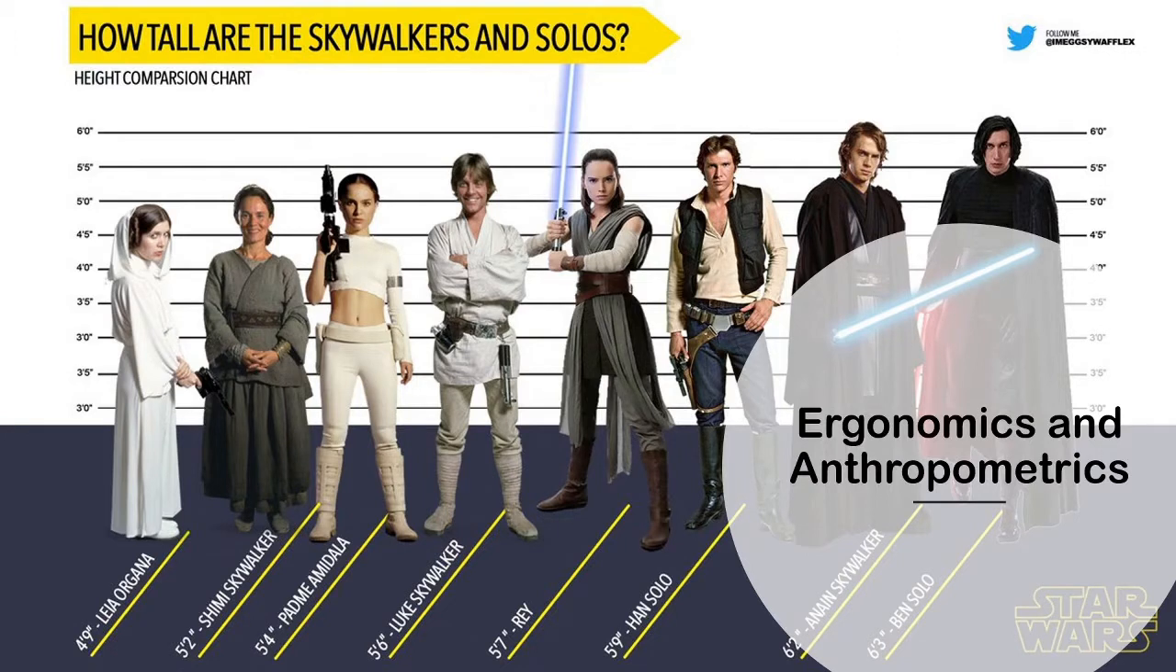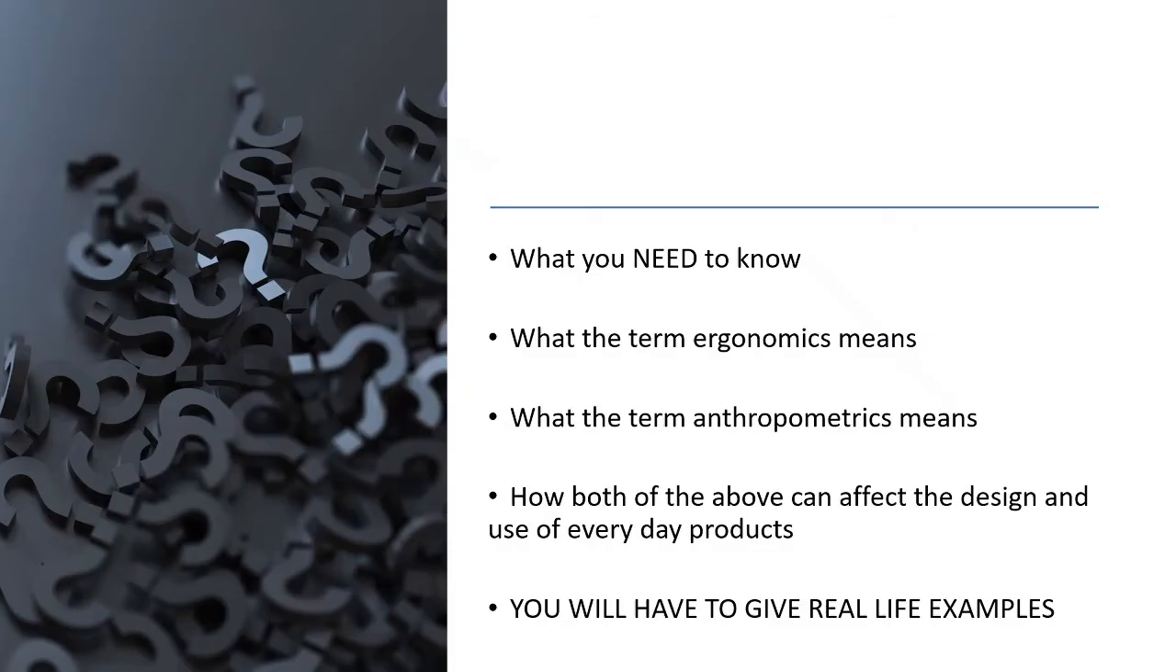Hi everyone, in today's video we're going to have a look at ergonomics and anthropometrics. So what you need to know first of all is what those two terms mean, what ergonomics means and what anthropometrics means, how both of those can affect designs of every single everyday product, and then the most important thing really is you're going to have to be able to give real life examples of how that's applied in industry.